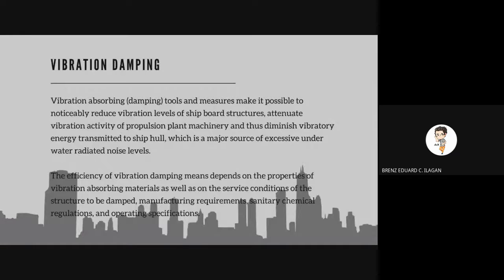Manufacturing requirements, sanitary chemical regulations, and operating specifications. In this connection, it is required, on the one hand, to select appropriate anti-vibration means for a specific structure, and on the other hand, to find a rational arrangement to accommodate these tools.